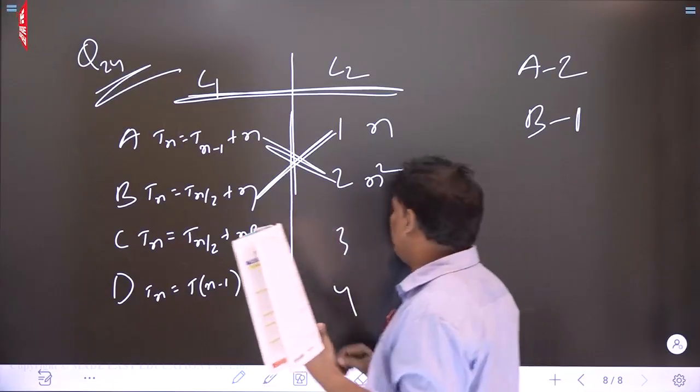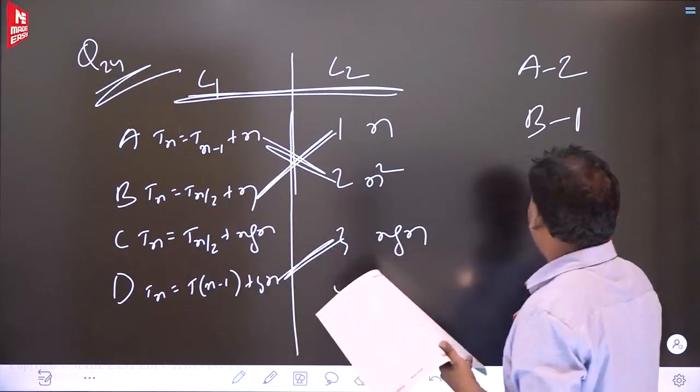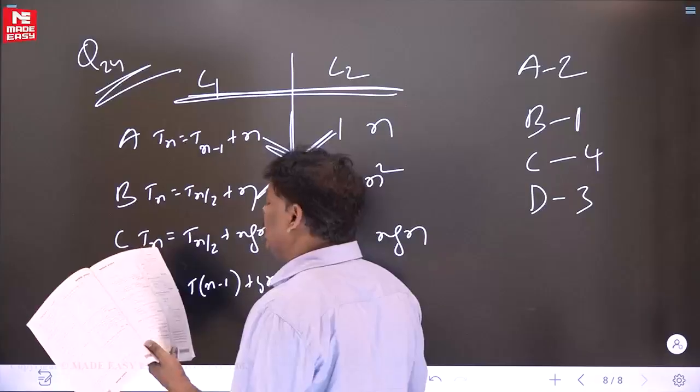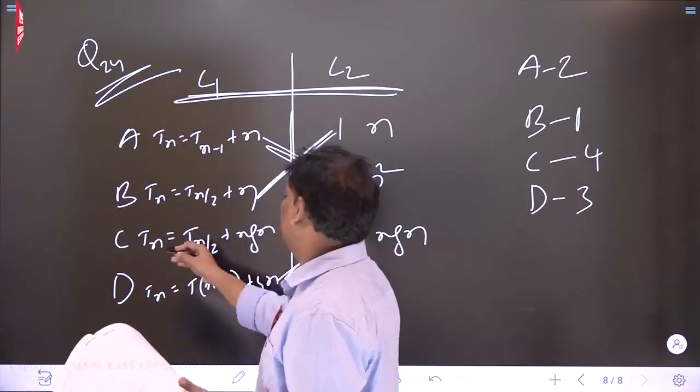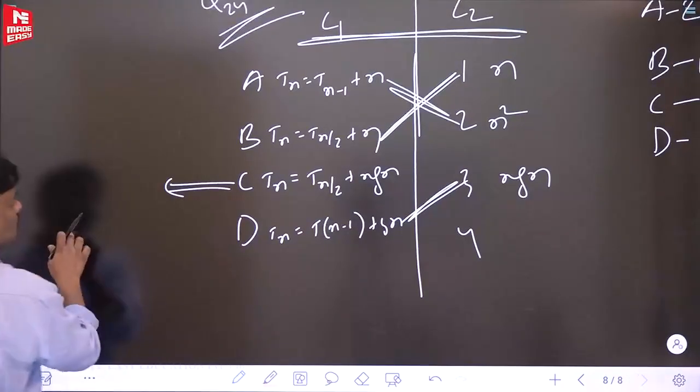I think D is going to be option 3, n log n. If you see option A, 2 times 3 is given. C also 3, D also 3. Please solve it. If you want, you can go to the master theorem also. Let's check here, using the master theorem.